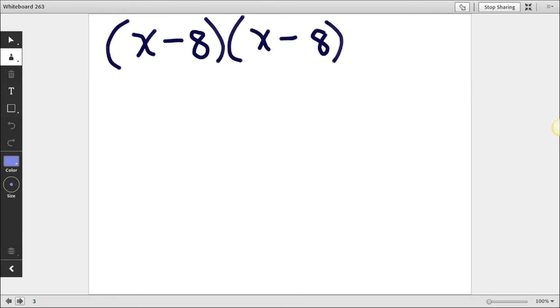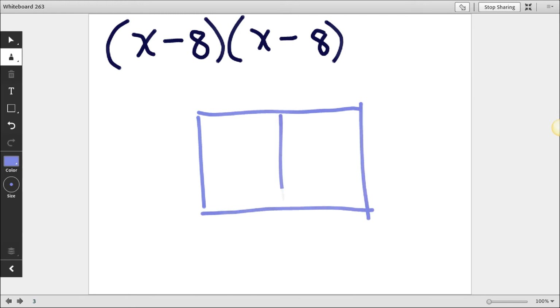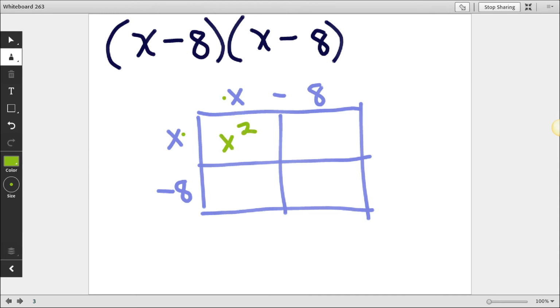And the third method. I don't know if some of you were taught lattice multiplication, but we're going to kind of use the same philosophy here. I'm going to create a box 4 by 4. I'm going to put my terms on the outside. And then I'm going to multiply box to box. X times x, x squared.